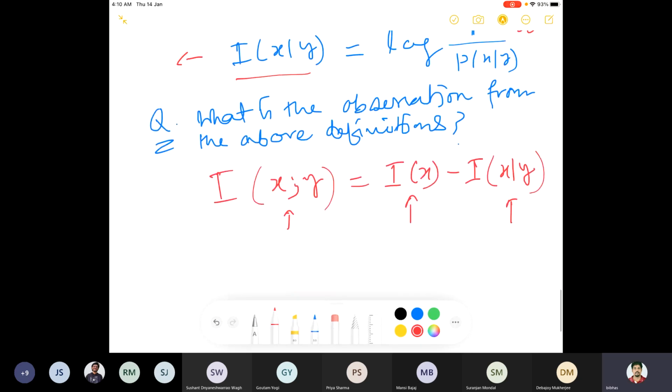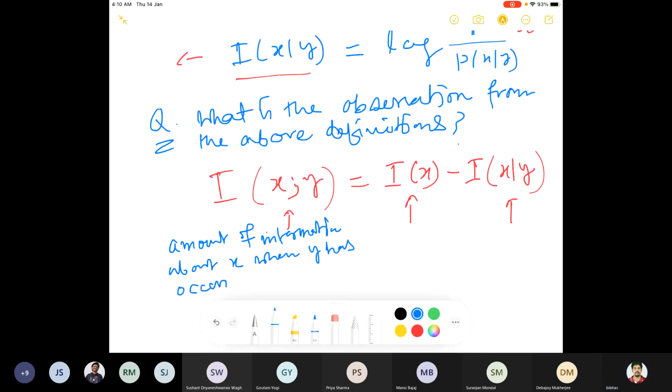So this left one, let me just write it down. Left one is the amount of information about x, about the occurrence of x actually when y has occurred. This is the self information about X.